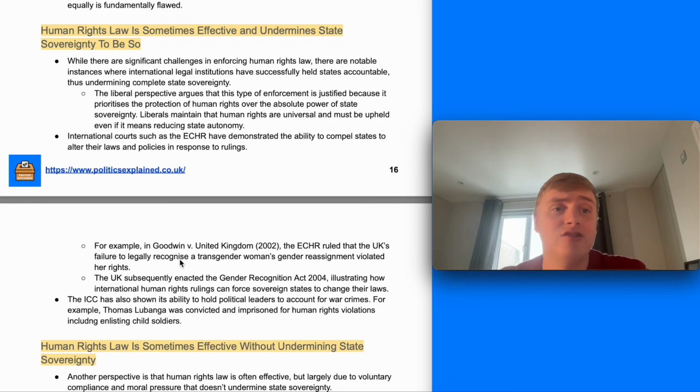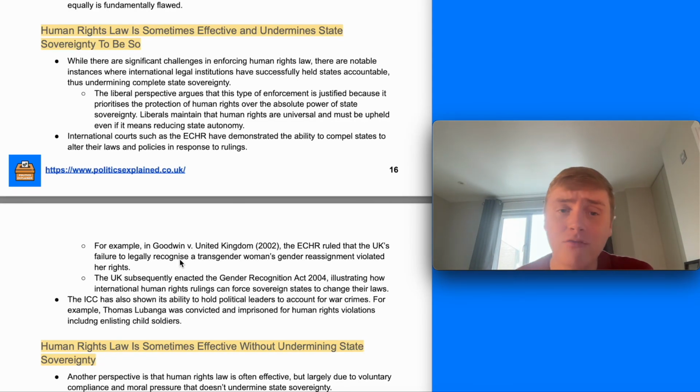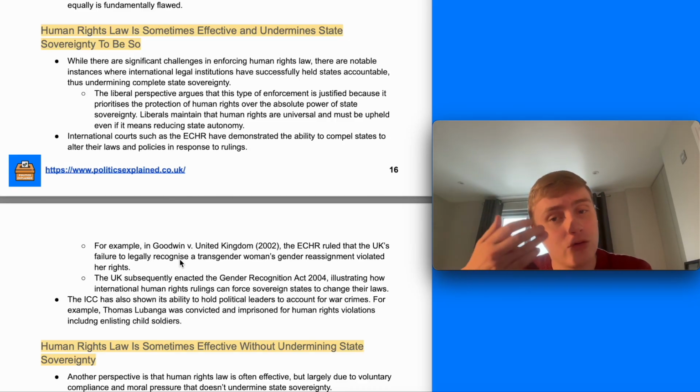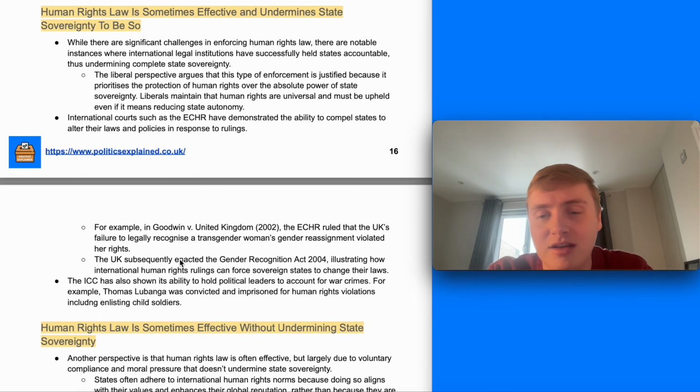On the other hand, then, we have some arguments that human rights law can be effective, and that it sometimes is effective and undermines state sovereignty to be so. So there are, of course, significant challenges in enforcing human rights law, but there are instances where international legal institutions such as the ECHR, the ICC and the ICJ have successfully held states accountable, and therefore undermining complete state sovereignty. States have been kind of forced to comply, or there's been enough pressure on them to comply with these rulings, even if they're not necessarily in their interests, which realists really focus on.